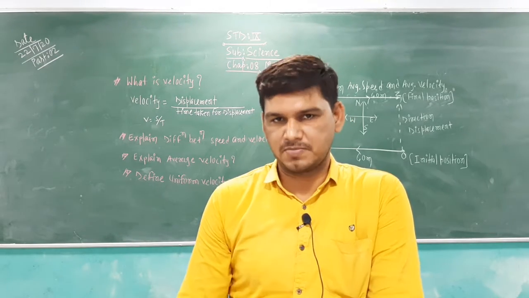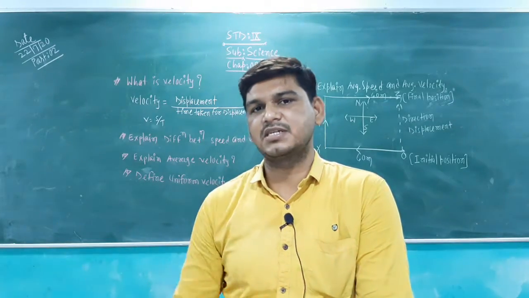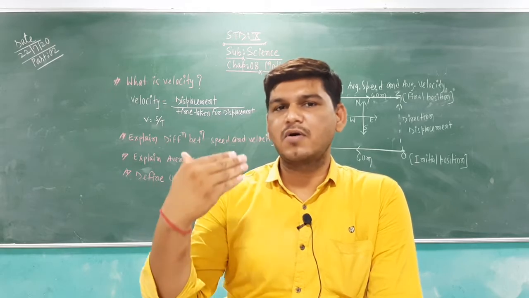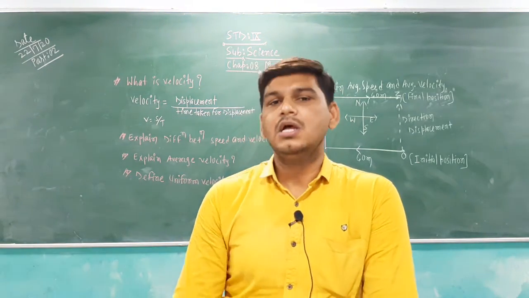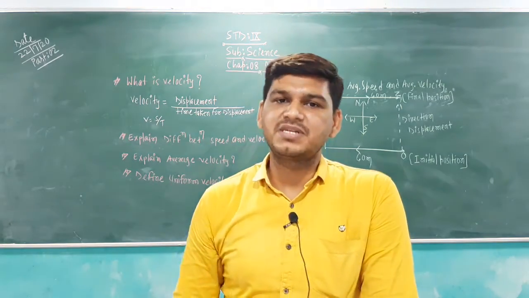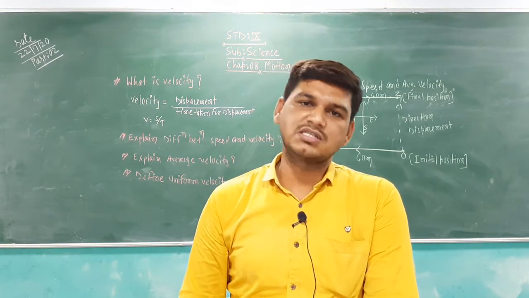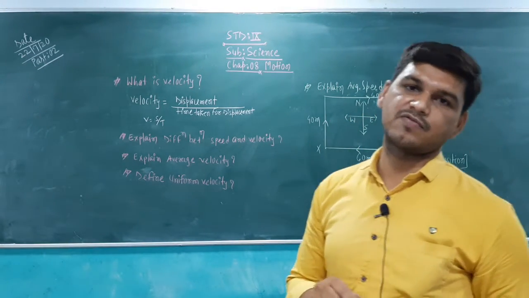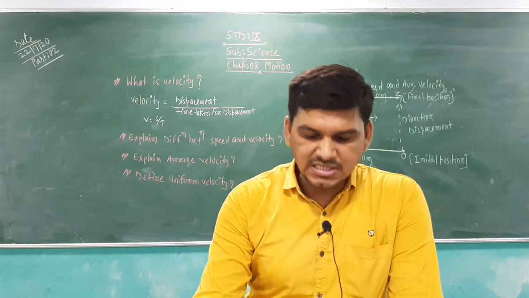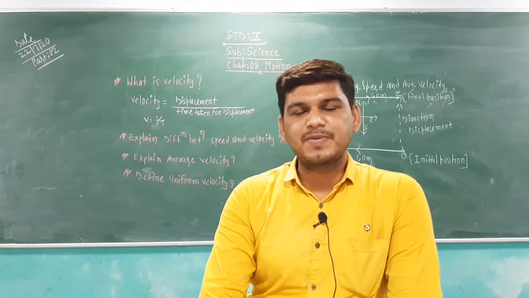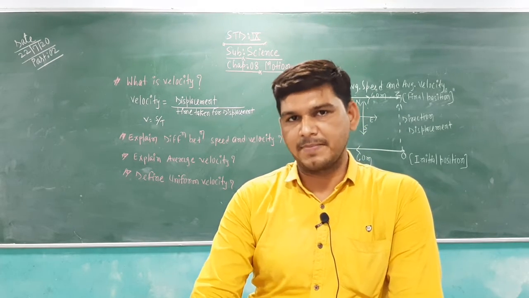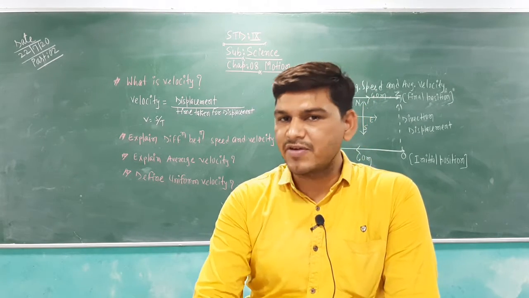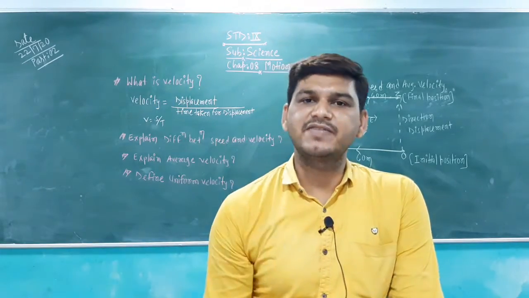That means a change in the object's position. When the object is moving in a specific direction, it means a change in position. Velocity is described as displacement upon a specific time. The displacement taken by the object in a specific time is called velocity V. So velocity is equal to displacement upon time taken for the displacement. In other words, velocity is the distance traveled in a given direction. Distance traveled in a given direction means what?